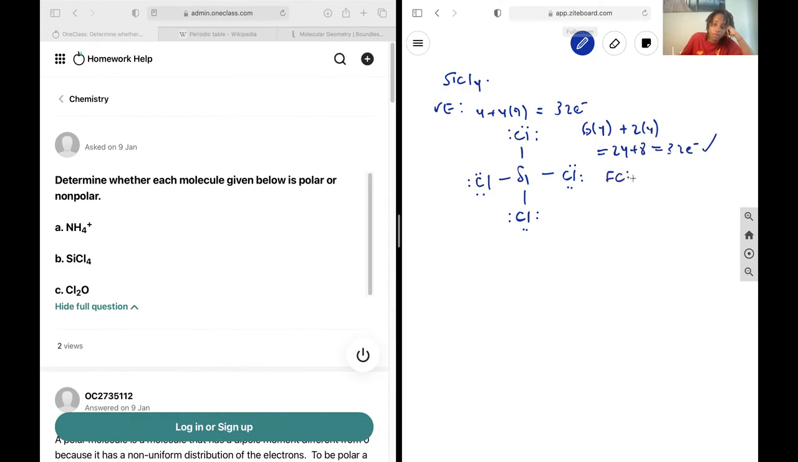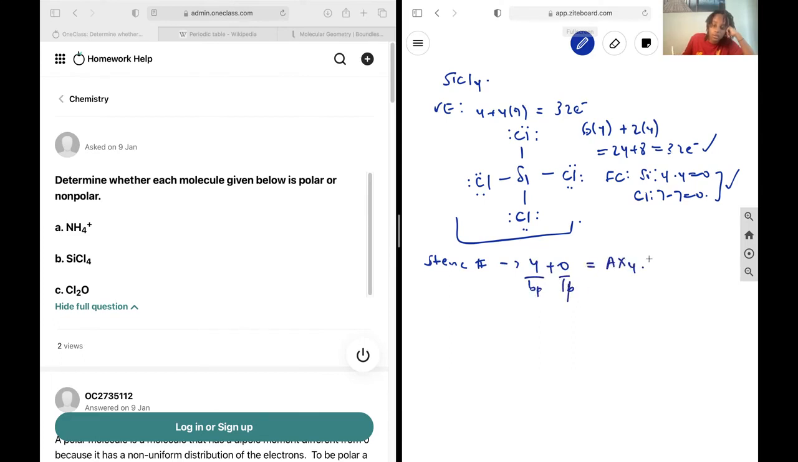You can double check formal charges. Silicon is going to have 4 minus 4, giving us 0. Chlorine is going to have 7 minus 7, giving us 0. So our formal charges are all accounted for, meaning that this is the correct Lewis structure. And so now we count the steric number of our central atom, and that is going to be equal to 4 plus 0. This is bonding pairs, and this is lone pairs. And so to demonstrate that with its notation, that would be AX4.